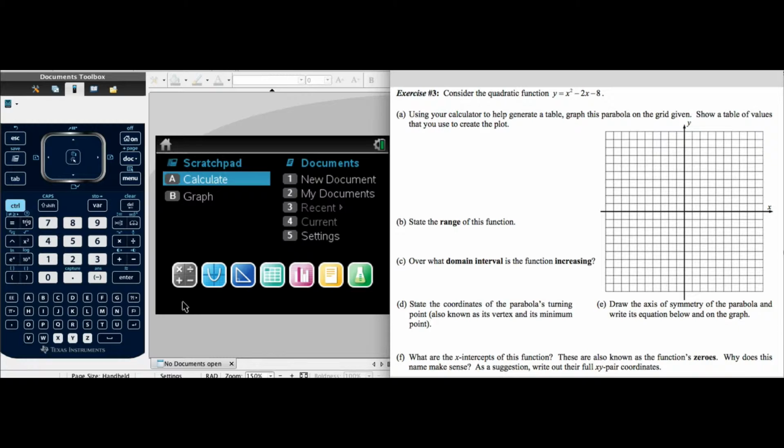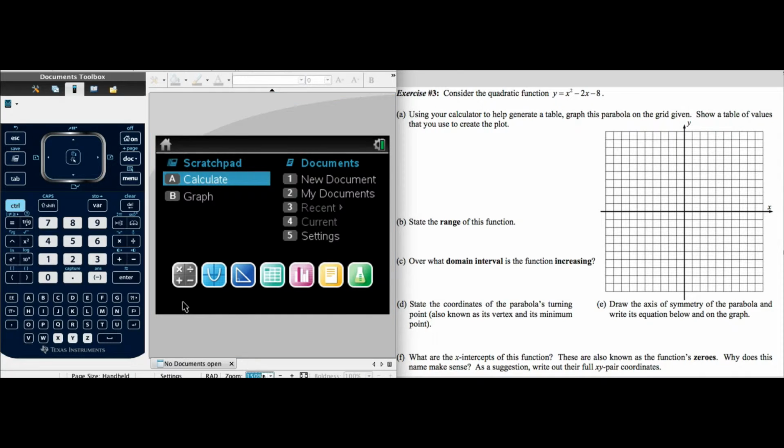It says, consider the quadratic function y equals x squared minus 2x minus 8. Using your calculator to help you generate a table, graph this parabola on the grid given. Show a table of values that you can use to create the plot.